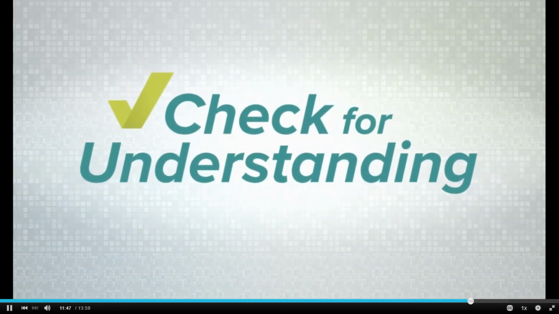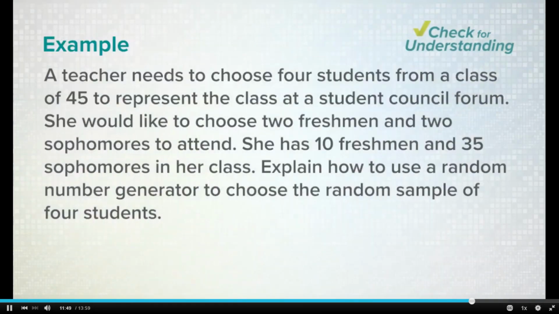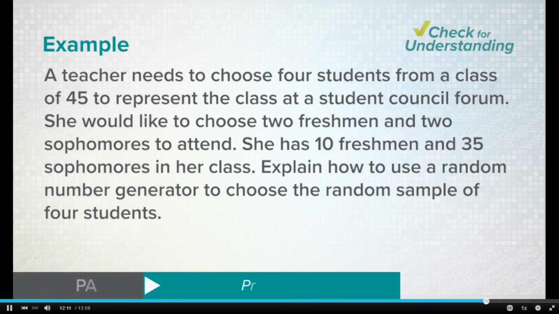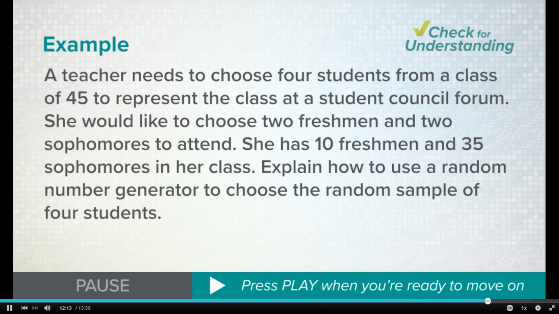Now let's test what you've learned so far with a check for understanding. A teacher needs to choose 4 students from a class of 45 to represent the class at a student council forum. She would like to choose 2 freshmen and 2 sophomores to attend. She has 10 freshmen and 35 sophomores in her class. Explain how to use a random number generator to choose a random sample of 4 students. Take a few minutes to try this on your own, and then we'll continue.